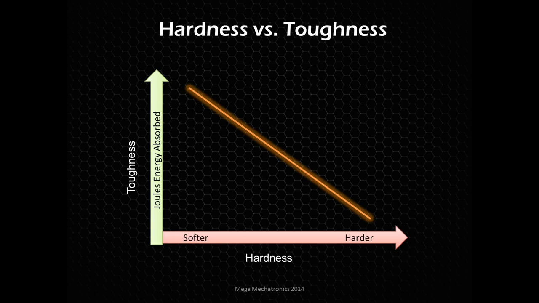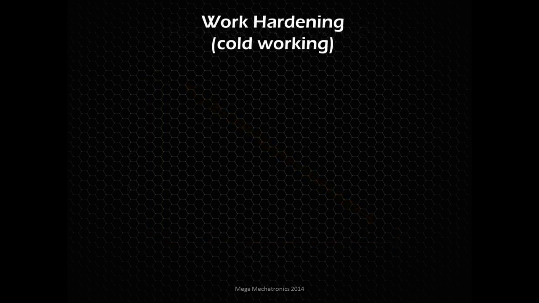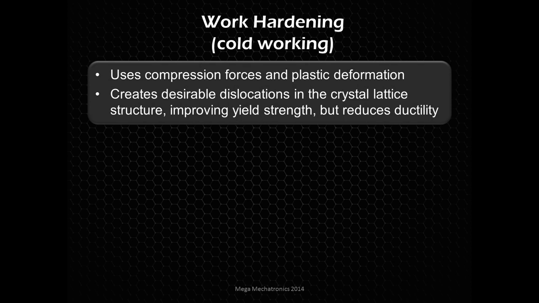Now let's get into cold working. This is a type of work hardening, but it is changing the structure and the grain and the dislocations and how those crystal lattices are interacting with each other. So it's definitely relevant. We're going to use compressive forces. We're going to plastically deform the material. We're going to physically change it.